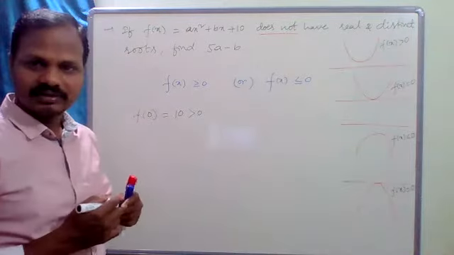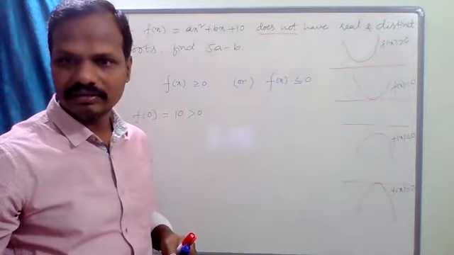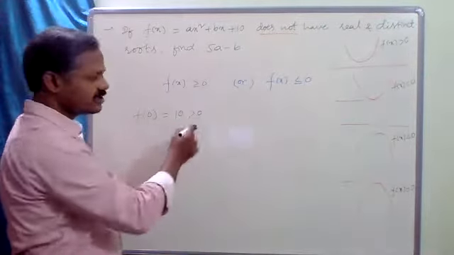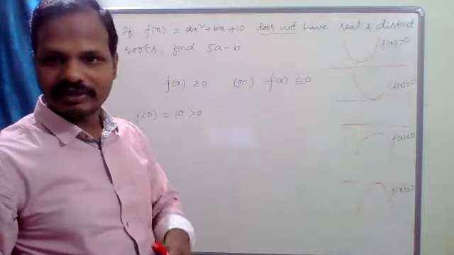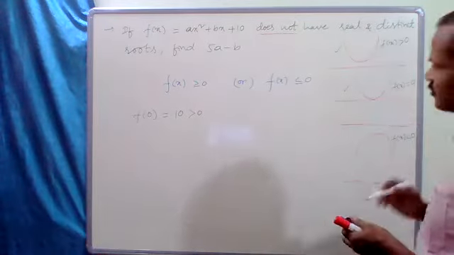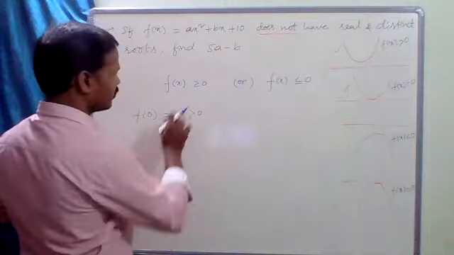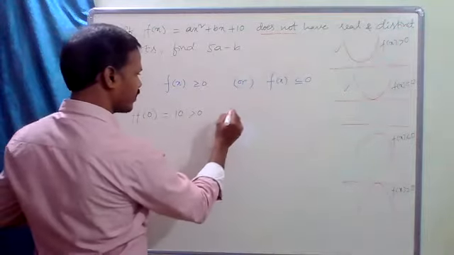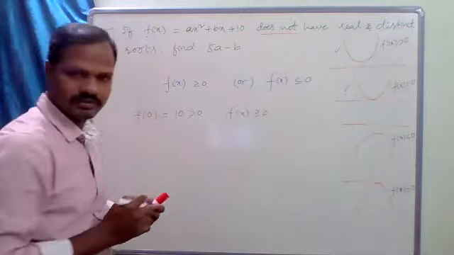That means the quadratic expression is positive. Quadratic expression positive means, which one is our case? This one. Yes or no? So this is correct. Therefore, f of x is greater than or equal to 0.